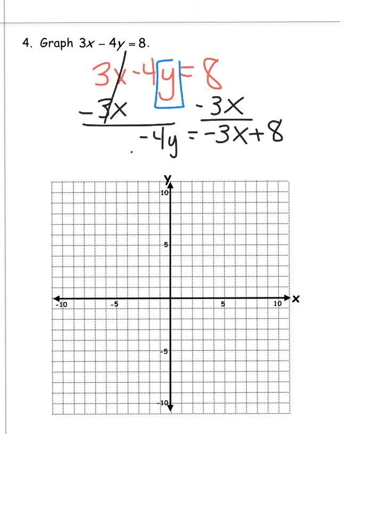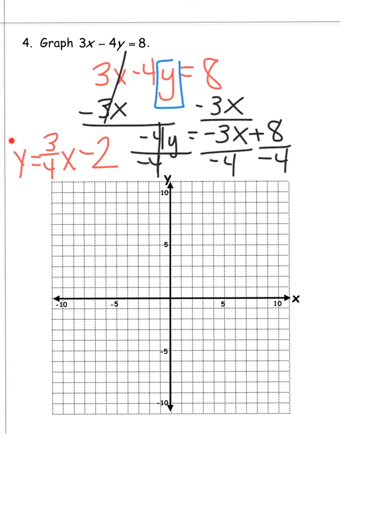We write the x first. Then we divide both sides by -4. That cancels out. So you're left with y equals negative divided by a negative over here, guys. Be careful, this is a positive. 3/4 x minus 2. So we have our slope-intercept form right here. This is our slope. This is our y-intercept. So let's label that. M is equal to 3/4. B is -2.